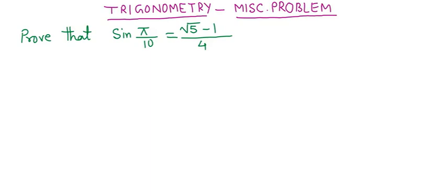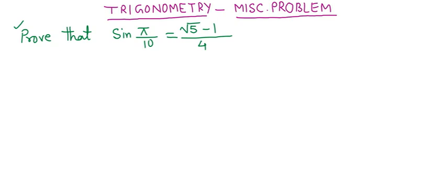Hello student, in this video we will see a miscellaneous problem related to trigonometry. Our problem is: prove that sine pi by 10 is equal to root 5 minus 1 upon 4. Here you have to solve this problem.